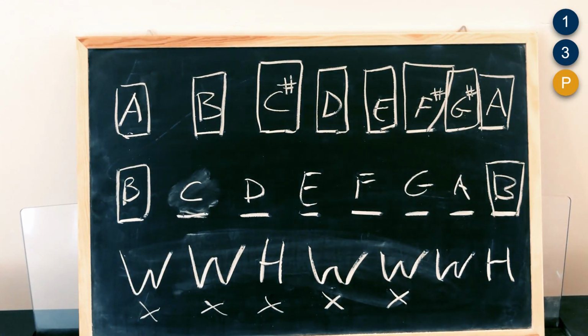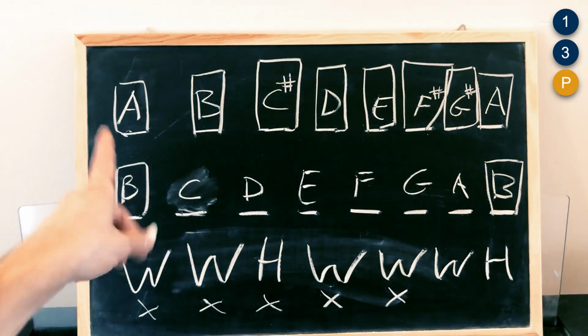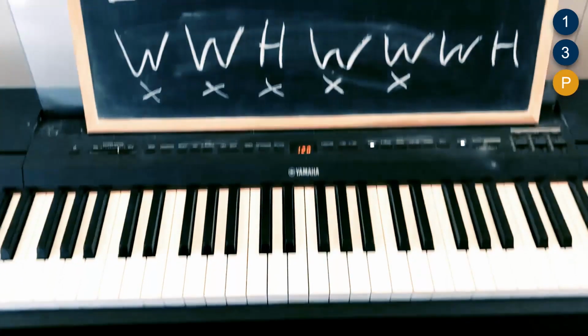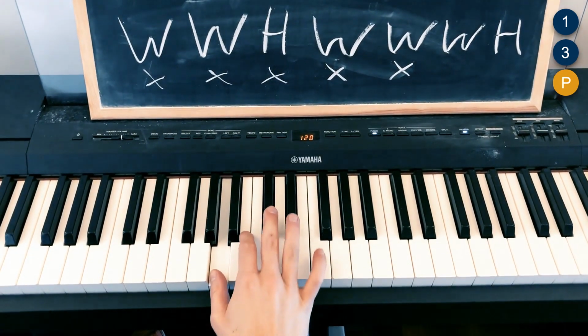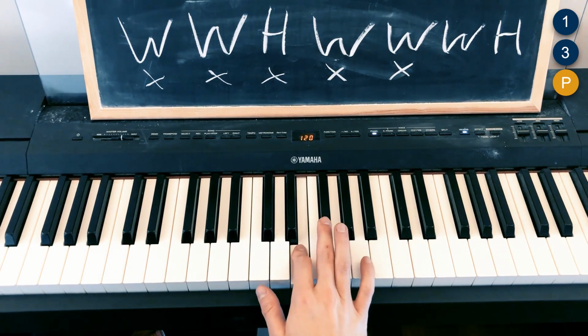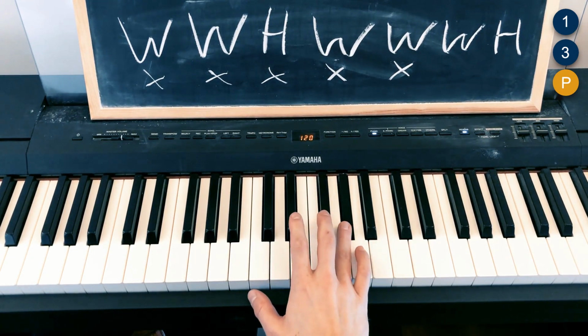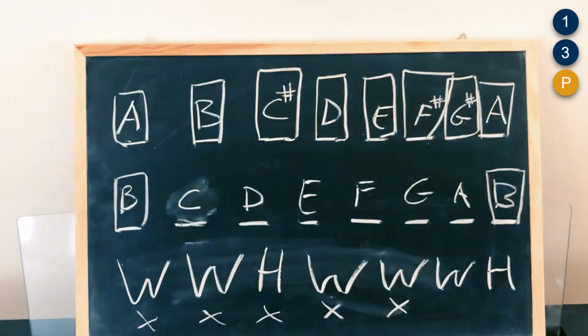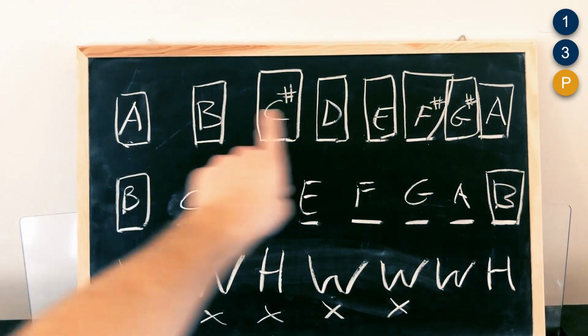And now we have all of the notes in. Let's check if that's correct. A, B, C sharp, D, E, F sharp, G sharp, and A. Let's listen. A, B, C sharp, D, E, F sharp, G sharp, and A. That is correct. So now that we have this, you can actually draw it in the piano.